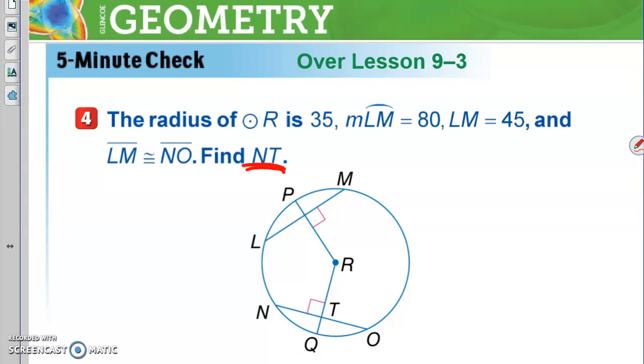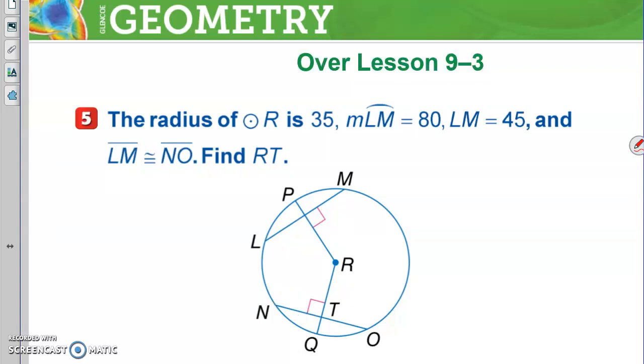Again, all the information is the same. This time they want you to find NT, and if we know that all the way across this thing is 45 and all the way across this thing is 45 because they are congruent to each other, well, then halfway across would be 22.5.